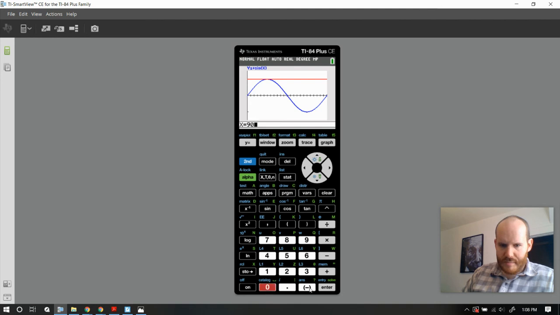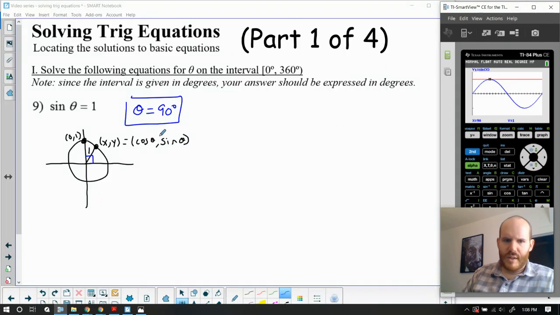If I plug in 90, I can see that is the point of tangency of this line to this curve, and that is where they are equal to each other. So that confirms my 90-degree suspicion. And if I look at the graph of sine, I can see that at no other point along this curve does it return back to 1. So it's only that one solution.